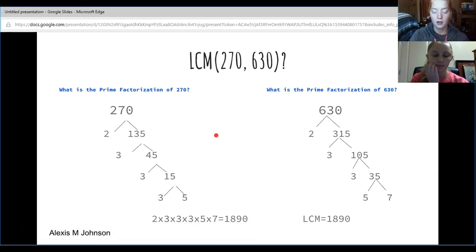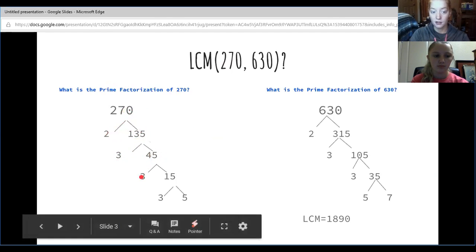We're pretty familiar with these already. So what is the prime factorization of 270? Well, 270 breaks down to 2 and 135. You'd leave the 2 because it's prime. The 135 would break down to 3 and 45. 3 is prime, so you'd leave it. 45 would break down to 3 and 15. The 3 is prime, so you leave it. And then 15 would break down to 3 and 5. Those are both prime, so that would be the end of the factorization of that.